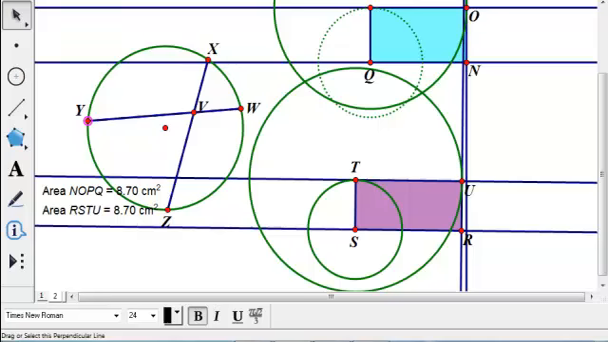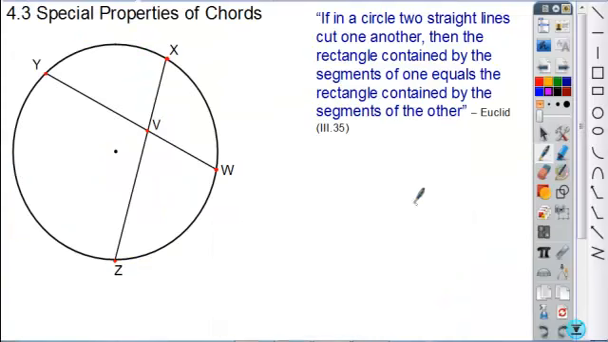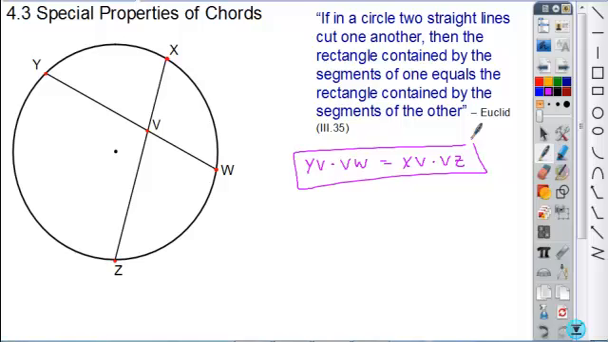All right. So here's the relationship, just in terms of an algebraic relationship: YV times VW, the product of the segments cut off on this chord, is equal to the product of the segments cut off on the other chord, XV times VZ. And so that's the relationship that you need to be aware of.